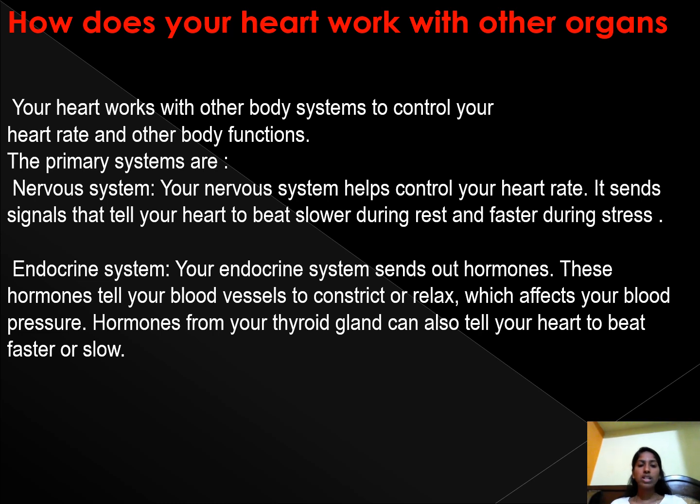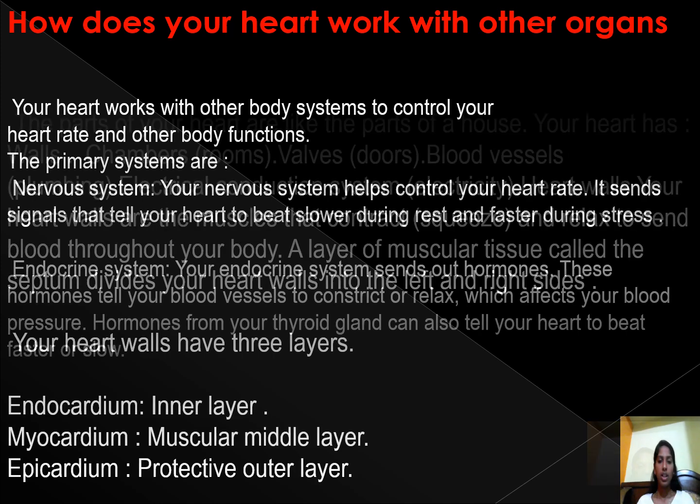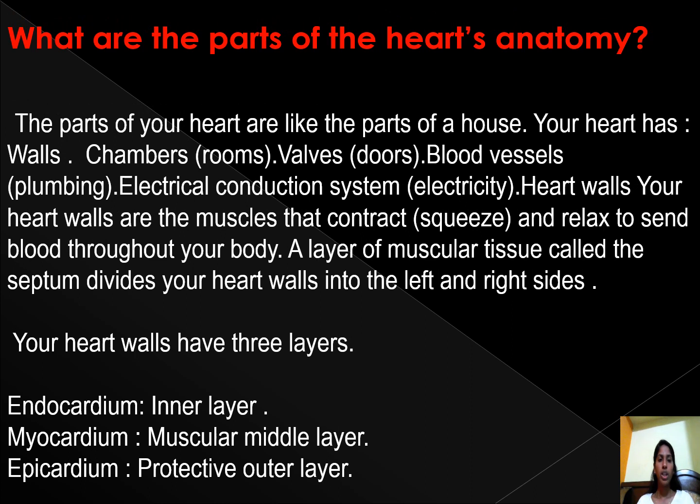Endocrine system. The endocrine system sends out hormones. These hormones tell blood vessels to constrict or relax, which affects blood pressure. Hormones from your thyroid gland can also tell your heart to beat faster.